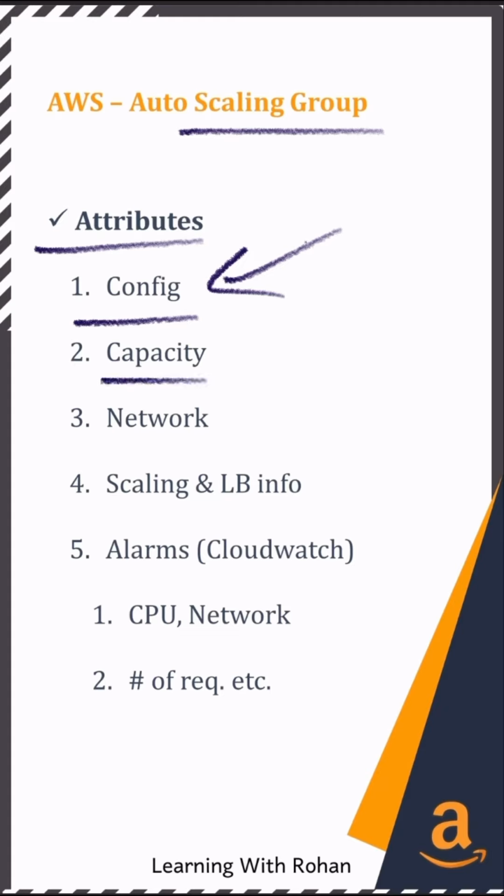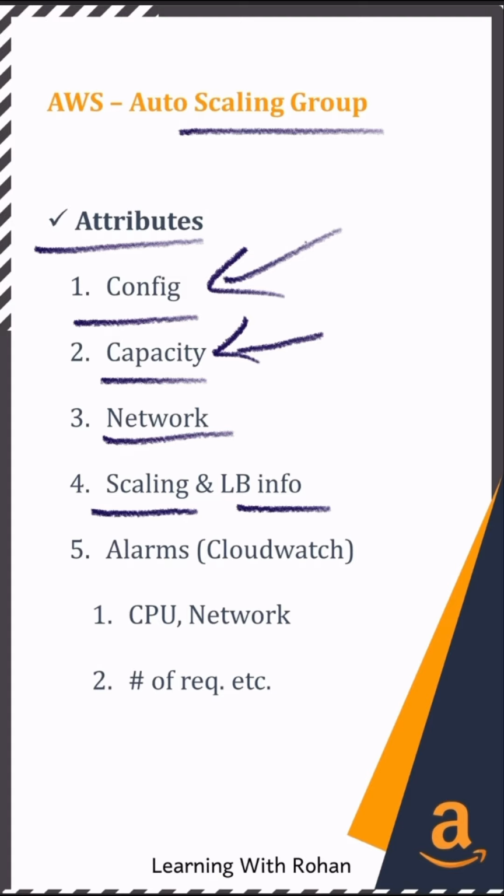And the second one is the capacity. You can actually set up the capacity based on the alarms to be higher capacity or lower capacity, such as CPUs or memory or disk usage, right? And the third aspect is the network, and then the scaling and load balancing information, right? You should be giving information on which load balancer to scale out or scale in, right? So that is an important attribute of an ASG.